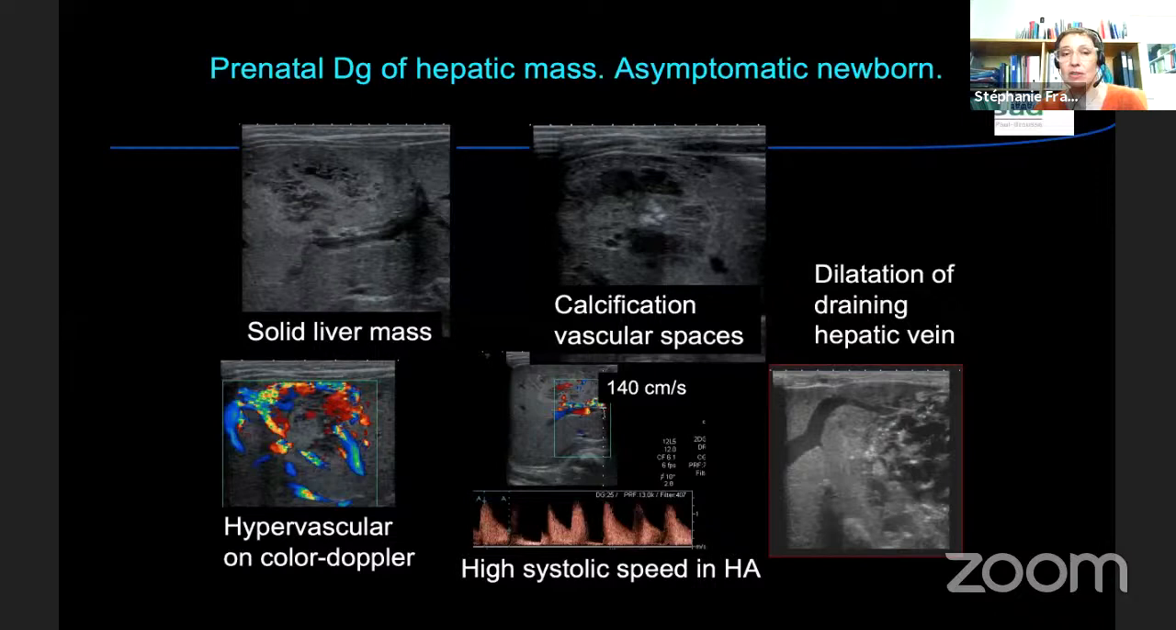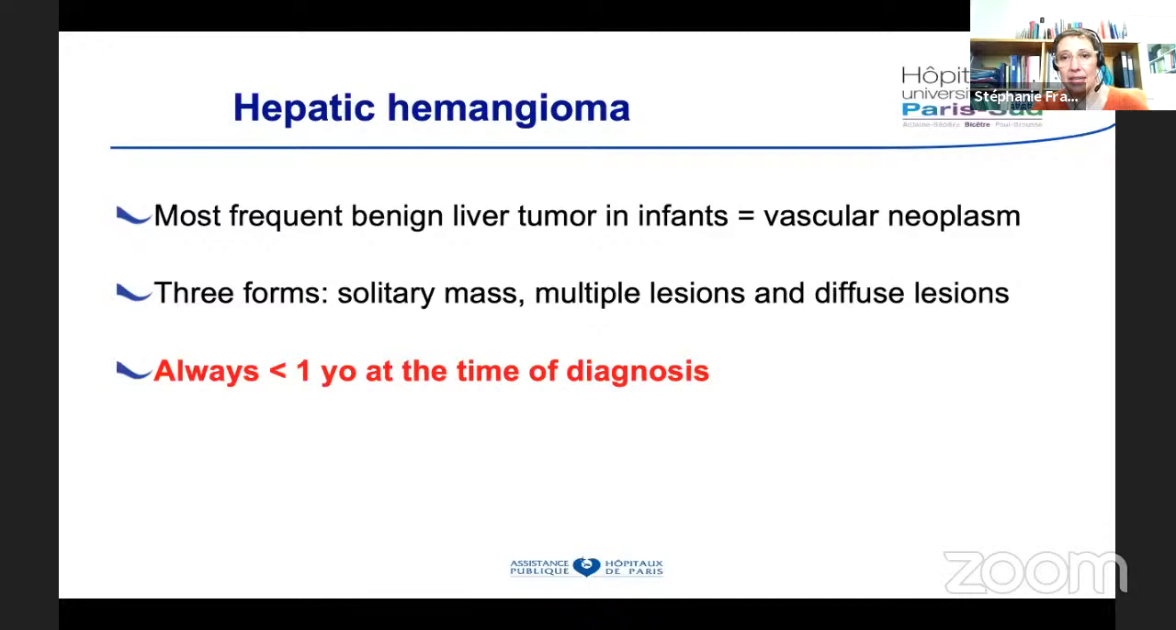So the most frequent tumor of the infantile liver is this. It's a prenatal diagnosis. You can see the solid liver mass, heterogeneous with calcification inside and hypervascularization on Doppler, high systolic speed of the hepatic artery and the dilation of the draining hepatic vein. So this is typically a hepatic hemangioma. It's the most frequent benign liver tumor in infants, and it's a vascular neoplasm. It's not a malformation. There are three forms. It can be solitary, multiple, or diffuse. And always make the diagnosis before 1 year of age, because after it may be angiosarcoma.